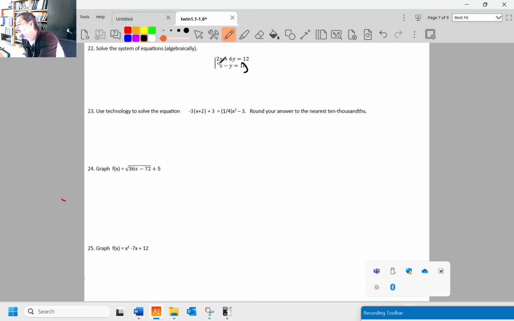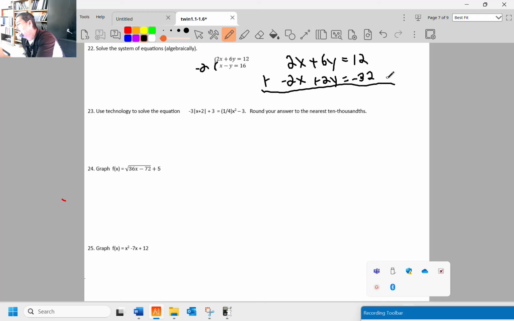In the elimination method, you multiply one or both equations so that you can add them together and a variable disappears. So I am going to multiply the bottom equation by a negative 2. And if I do that, I'll have negative 2x plus 2y equal to, was that 16? Negative 32. And then I'm just going to add down. That way the x's are gone. 6 and 2 is 8. 12 and negative 32 is negative 20.